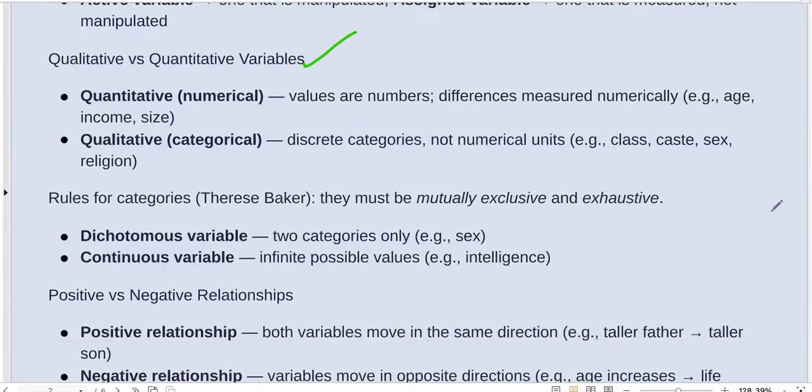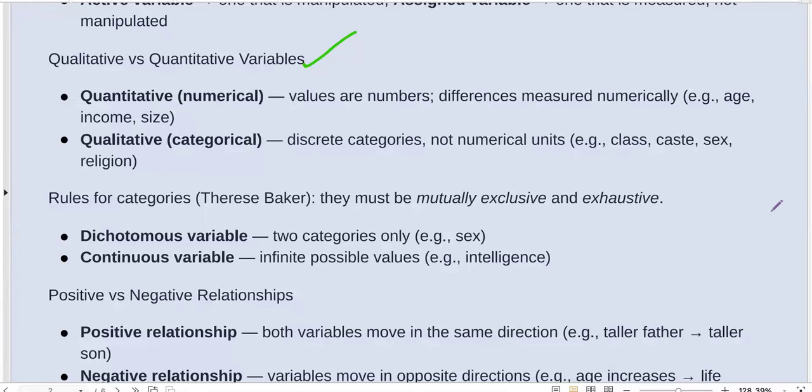Some rules were given by Therese Baker to categorize. They must be mutually exclusive and exhaustive. So he talked about dichotomous variables. Dichotomous means only two categories will be there, like male and female. Continuous variable is where infinite possible values are possible, like intelligence. A person can have a very low level of intelligence developed in the present circumstances, and some may have a level of intelligence which can be categorized as genius. Okay.